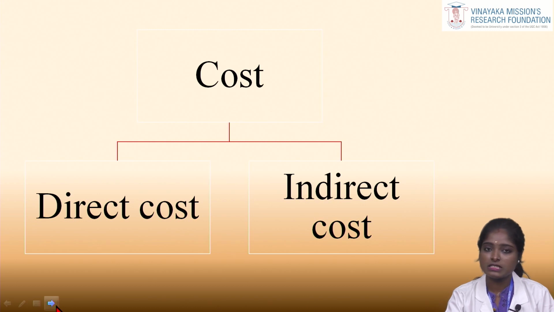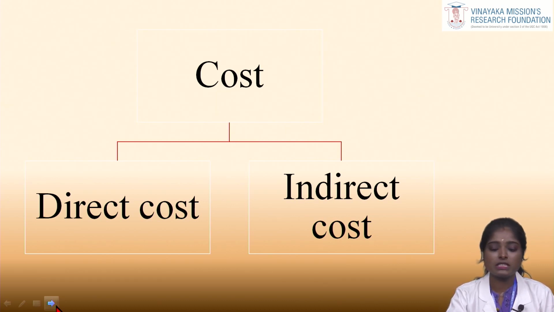Then what are direct cost and indirect cost? Direct cost, as the name suggests, is very direct. Whatever we pay or incur to purchase a product or a service is known as the direct cost. But with indirect cost, we are not directly getting the product or service, but we benefit from it. For example, we pay the rent where we benefit, but we are not getting a product or a service directly. That is the indirect cost.